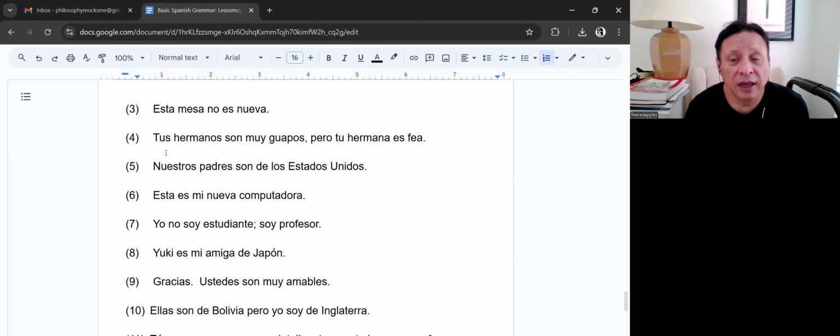Number 3. Esta mesa. Mesa, we covered mesa in the example, but it's not a vocabulary word. It means table. Esta mesa no es nueva. No es. I made the negative verb here. Esta mesa no es nueva. Esta mesa. The demonstrative pronoun esta, matching in gender with mesa. Esta mesa. This table. No es. Is not. Nueva. New. This table is not new.